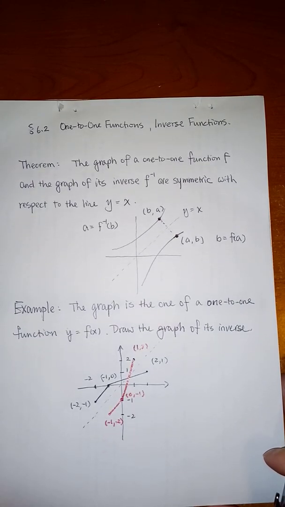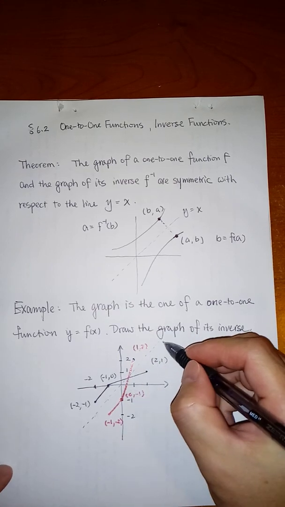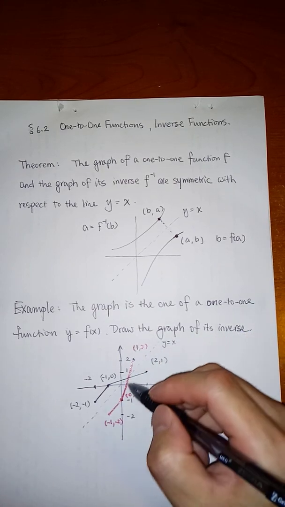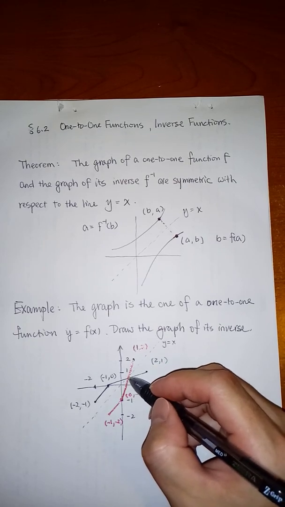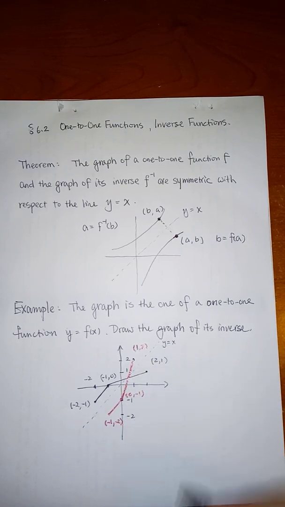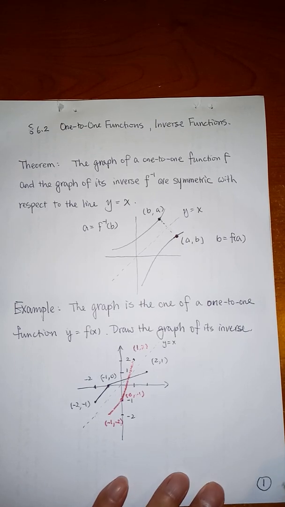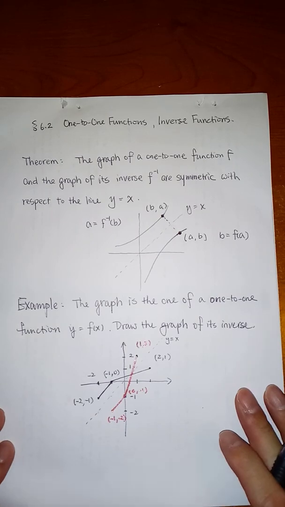And this intersection point must be on the line y equal to x. Whenever the graph of the function and the graph of the inverse intersect, the intersection point must be on the line y equal to x. So that is the graph of the one-to-one function and the graph of the inverse.